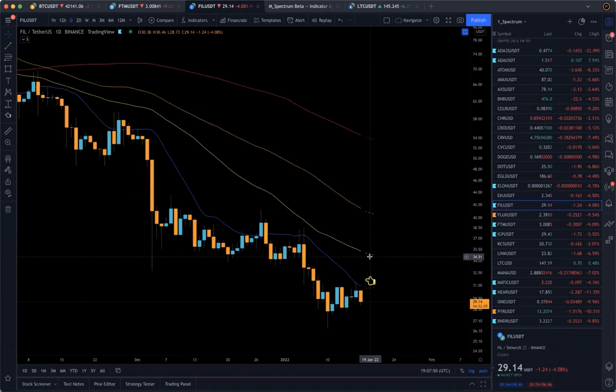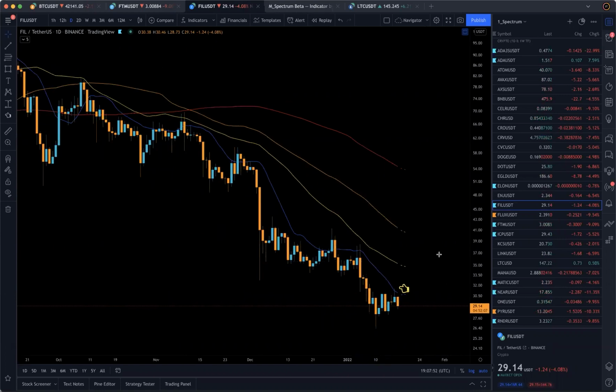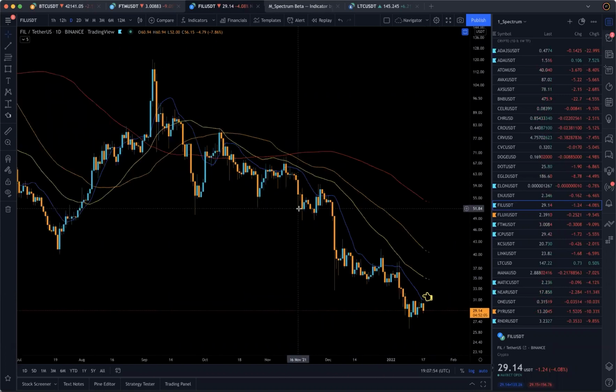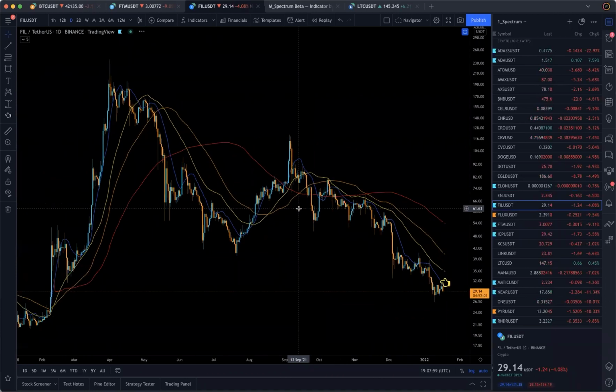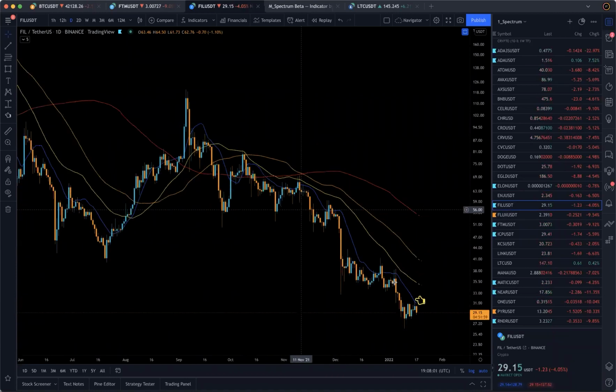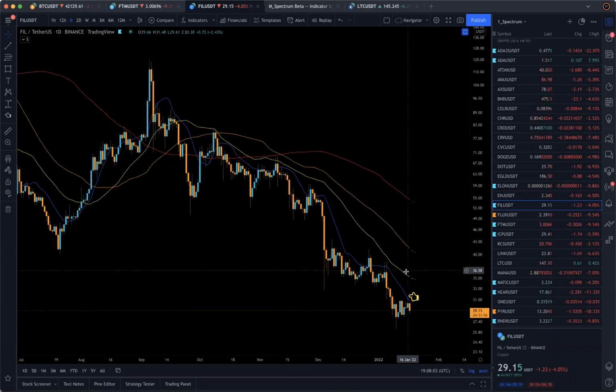Filecoin is miserable. You see, it's like the poor chap is going down for months and months. This is a bear market for Filecoin. This is called a bear trend. You see the case, the price is below the blue, blue is below the yellow, yellow is below the orange, and orange is below the red. This is a perfect case of a bear market.